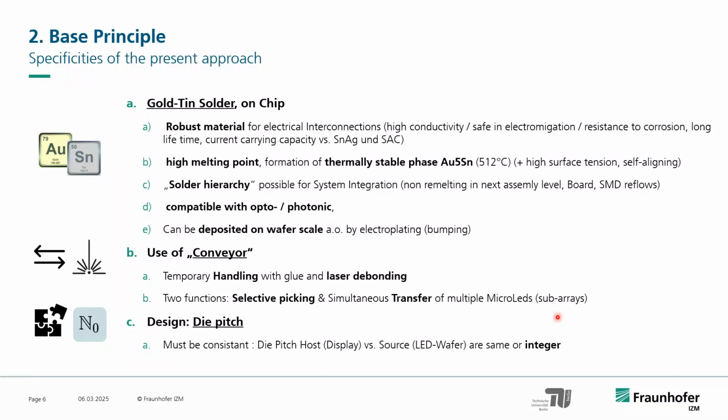The second big specificity is that in this approach, we use a kind of conveyor. It's used to make the temporary handling with a glue and laser debonding. I will come to this point later. It carries two functions: the selective picking, and then the simultaneous transfer of these sub-arrays to the host substrate. And the third point is the design.